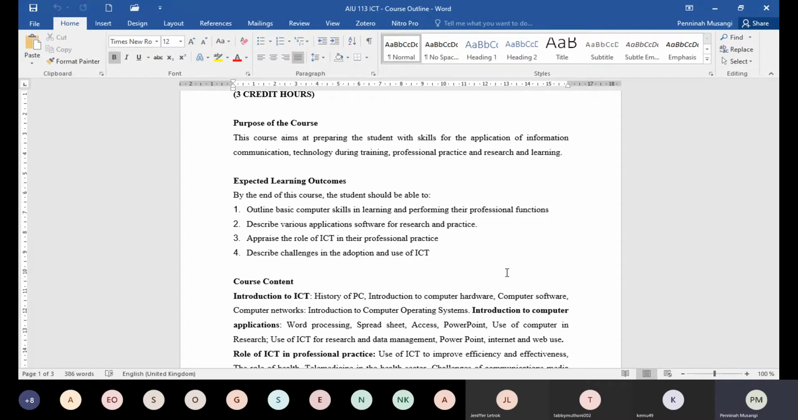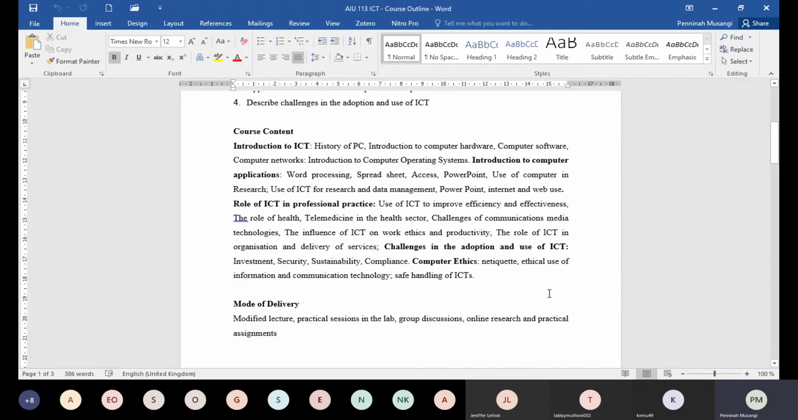Then lastly, we'll be able to look at the challenges in the adoption and the use of ICTs. So what are the challenges which we are facing as we use ICTs, as we adopt ICTs? And whenever we look at challenges, it's always good to look at the possible solutions to these challenges, so that we don't just look at the challenges without looking at solving them. So those are the 4 outcomes you are supposed to achieve by the end of the course.